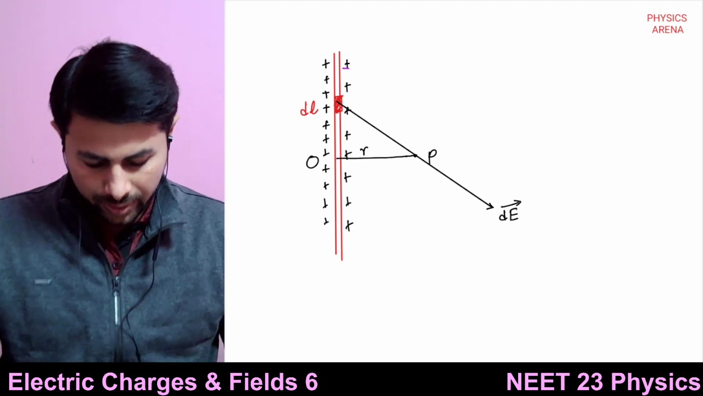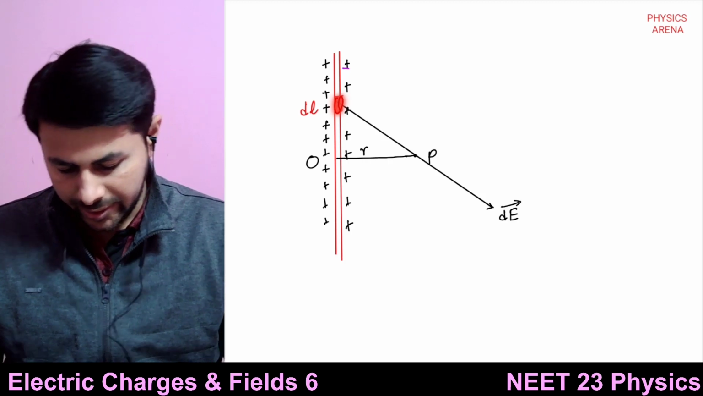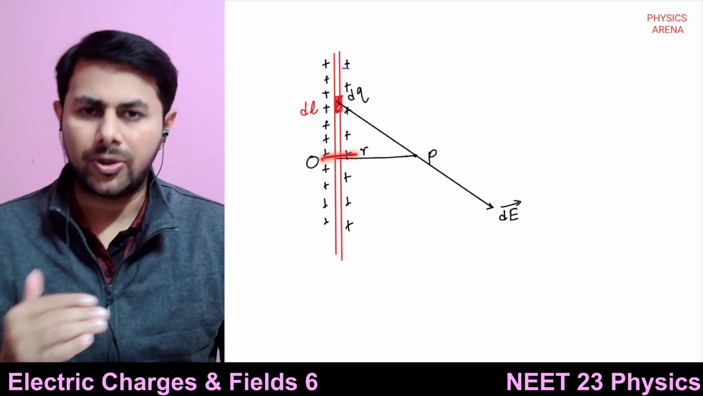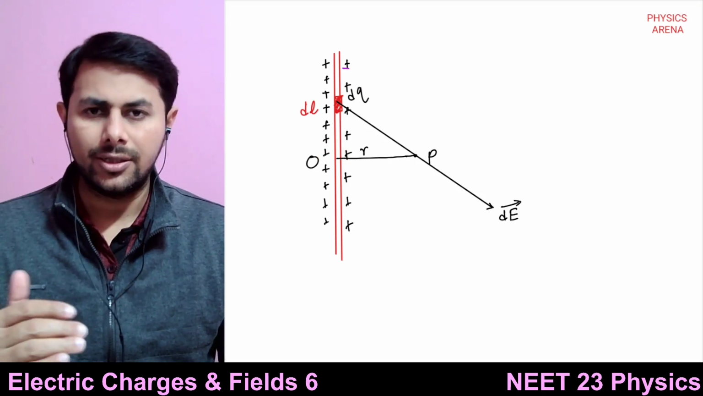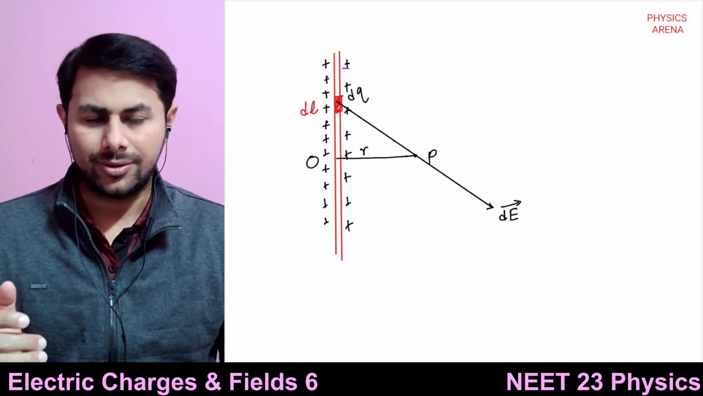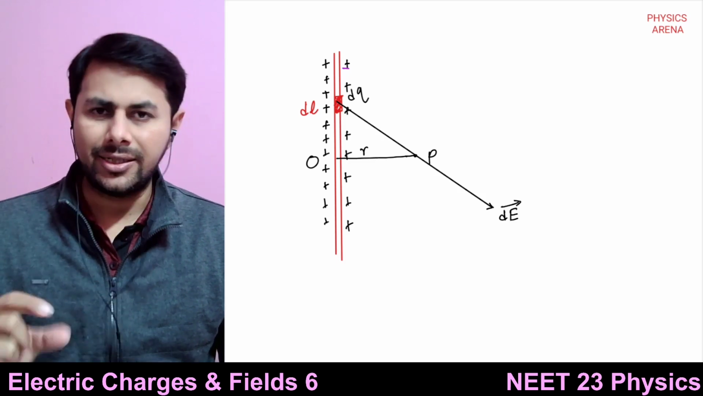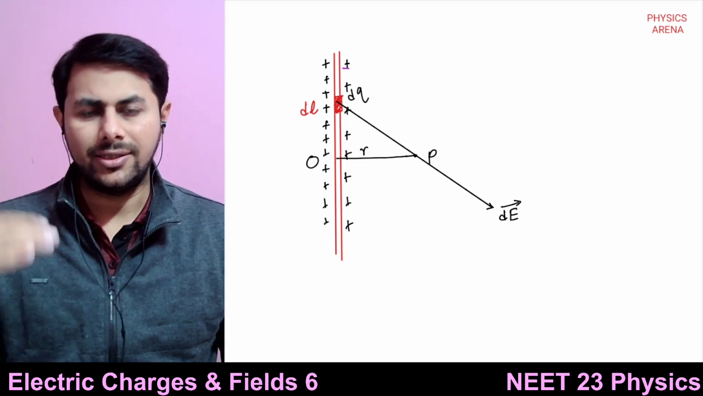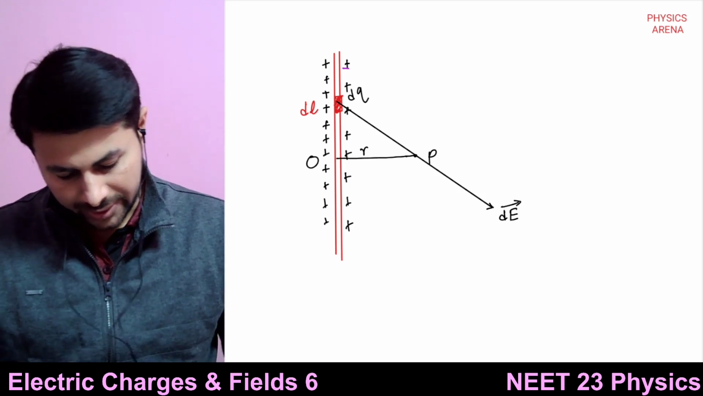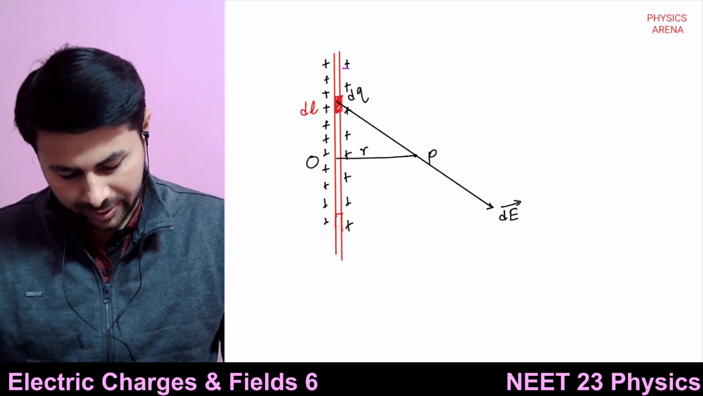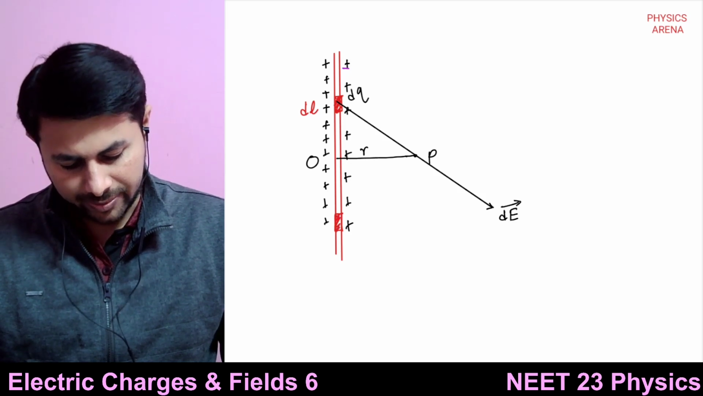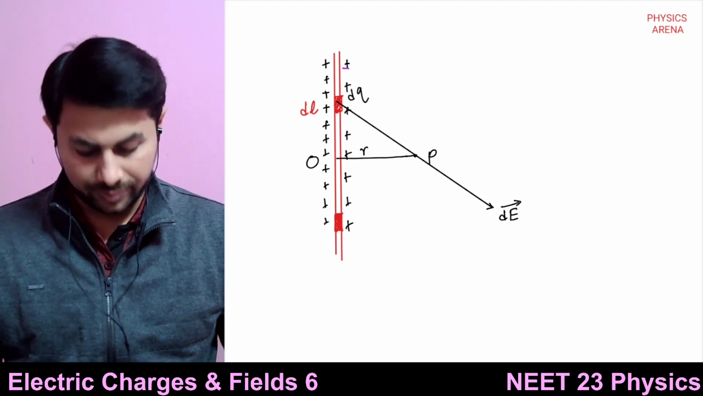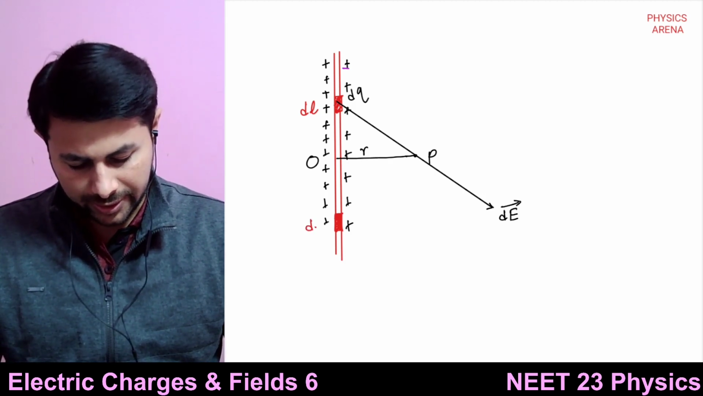Now see, we have considered a small length element above this point O. We can consider a length element having equal length below this point O at the same distance. So let's consider a length element here which is at the same distance from point O, below point O.